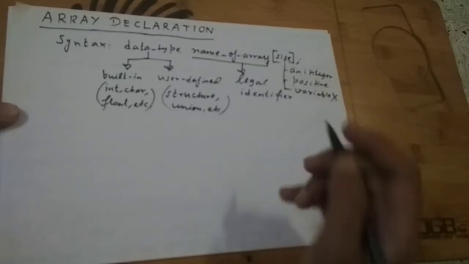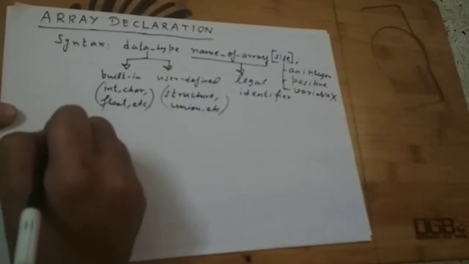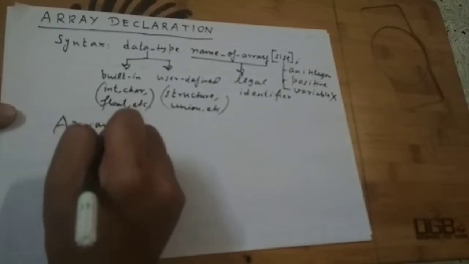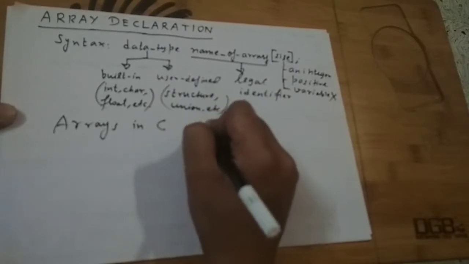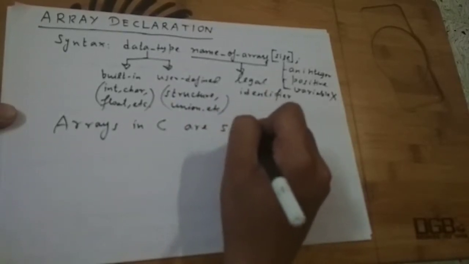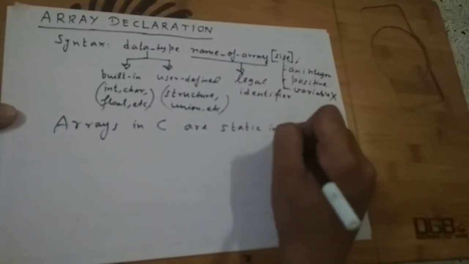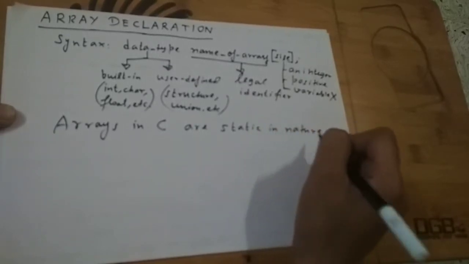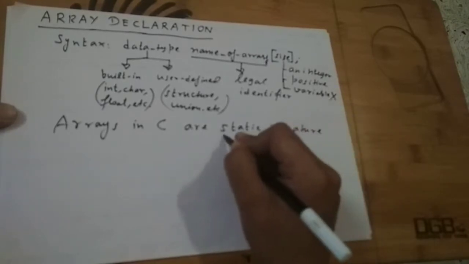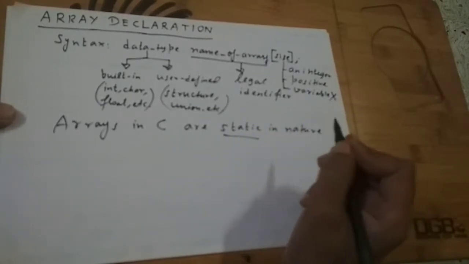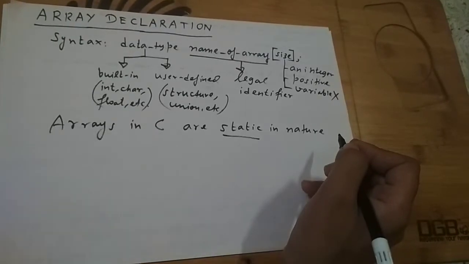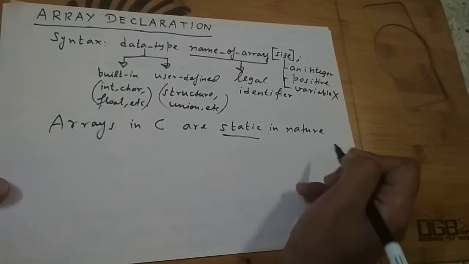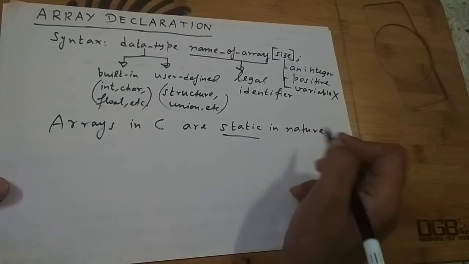Why? Because remember, arrays in C are static in nature. Static in nature means the size of the array is defined beforehand. The size of the array is fixed beforehand. So you cannot change the size of an array as and when you want. The size has to be fixed beforehand.